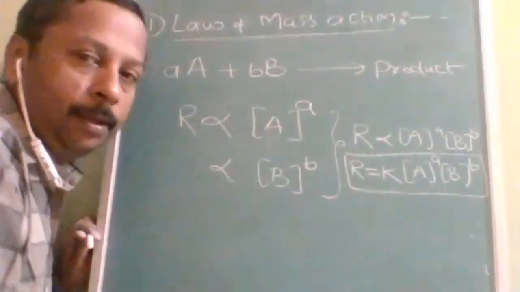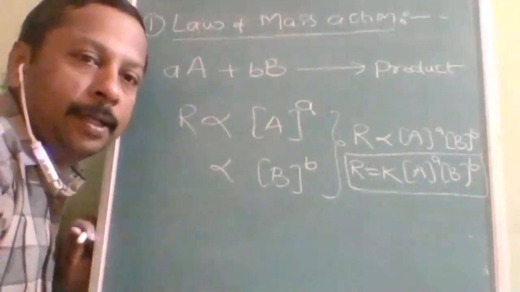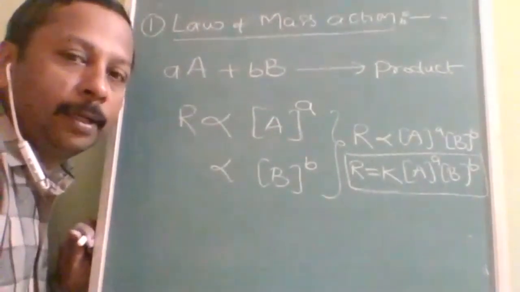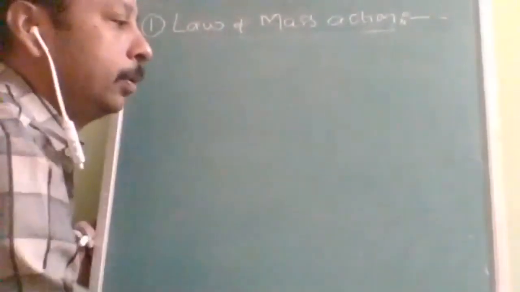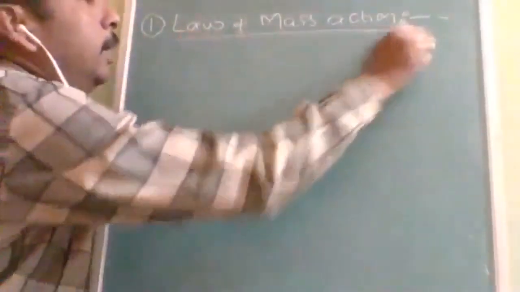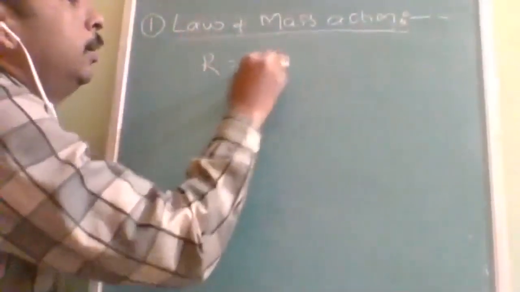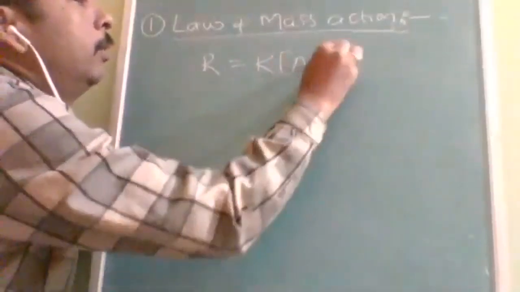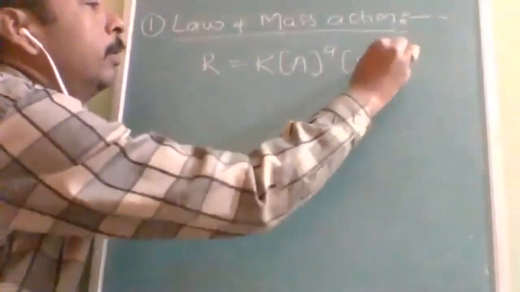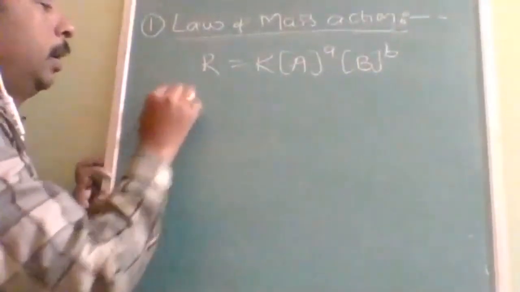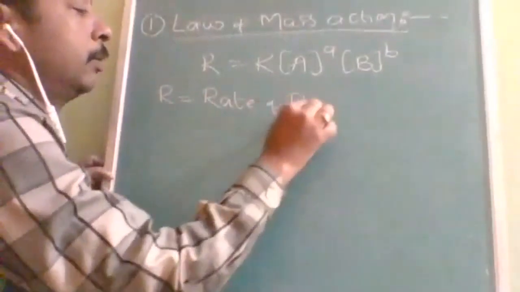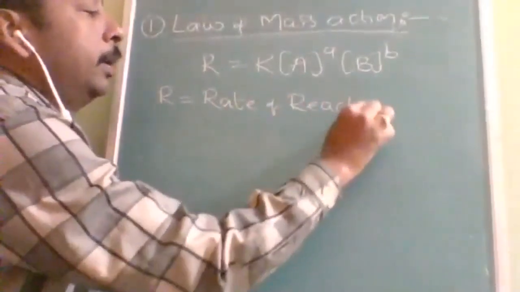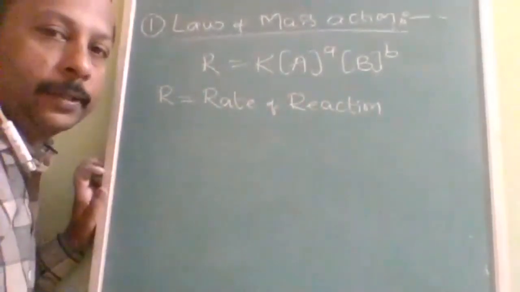Now this is the law of mass action definition and mathematical relation. We are going to discuss some more terms related to it. Let us take R = k[A]^a[B]^b. Here R is already known, the rate of reaction. What is the rate of reaction? It was clearly explained in the previous session.